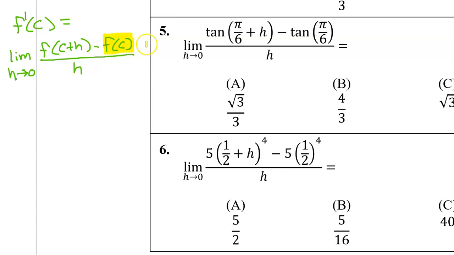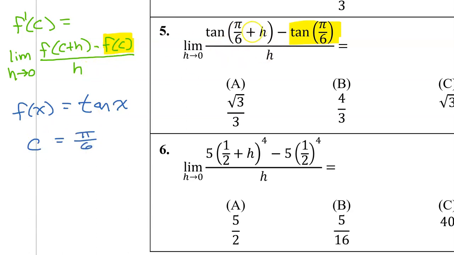Compare f at c to tangent of pi over 6. So when you look at those two yellow parts, you can see that the function f must be the tangent function. So let me write that down. F of x is the tangent of x. And then when you notice that inside of the tangent is the pi over 6, just like inside of f at c is c, that tells us that the c must be pi over 6.